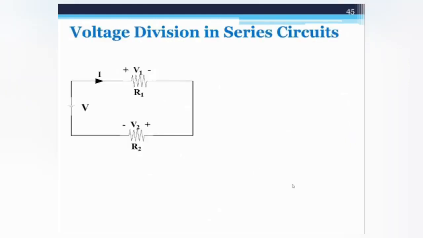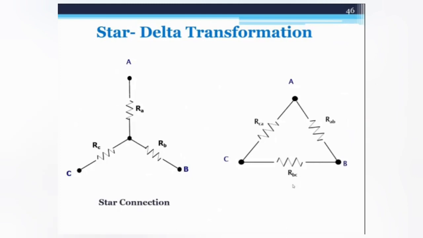Similarly, the voltage divider rule, right? Okay. Now, next one is the star delta transformation. Suppose in your circuit there are delta connected resistors or star connected resistors, and for solving your circuit you need to simplify it, right? So we can convert a delta into star or star into delta according to our necessity, right? So the left hand side is your star connection, this one is your delta connection, right?